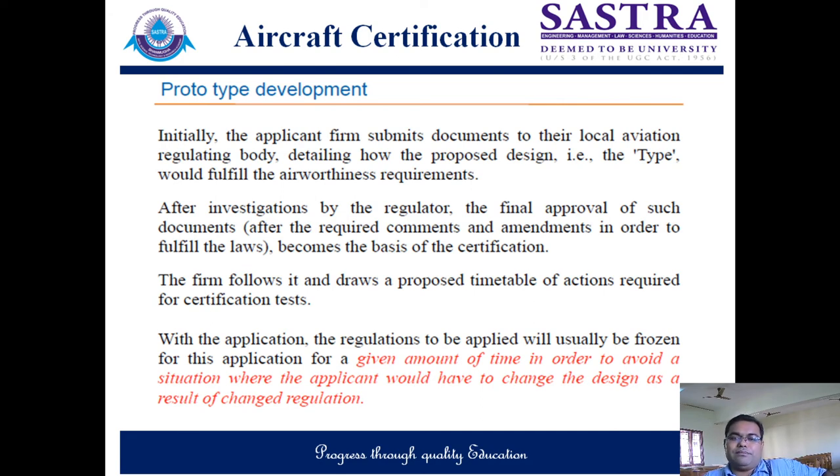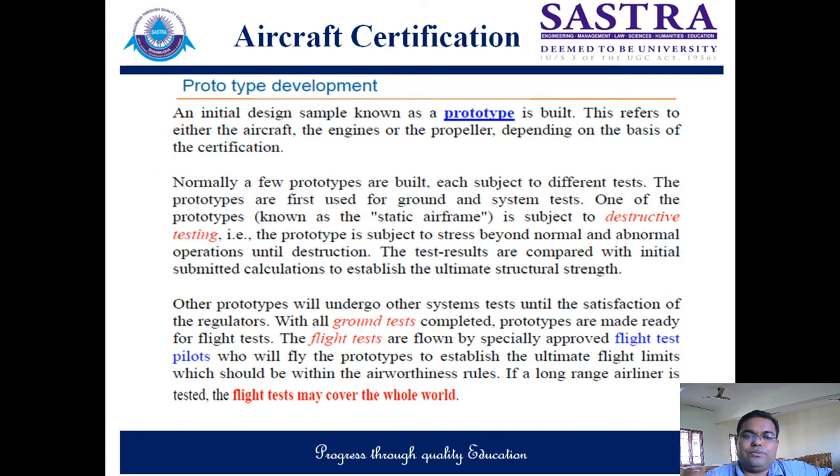Initially, the applicant firm submits documents to their local aviation regulatory body, detailing how the proposed design and type would fulfill the airworthiness requirement. After investigation by the regulator, the final approval of such documents becomes the basis of certification. The firm follows it and draws up a proposed timetable of action required for certification tests. With the application, the regulations to be applied will usually be frozen for a given amount of time, and if all conditions are satisfied, then your prototype certificate will be issued to you.